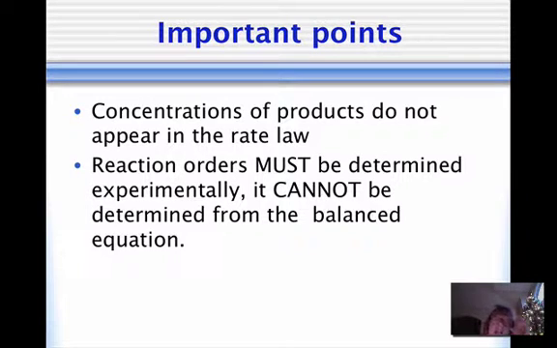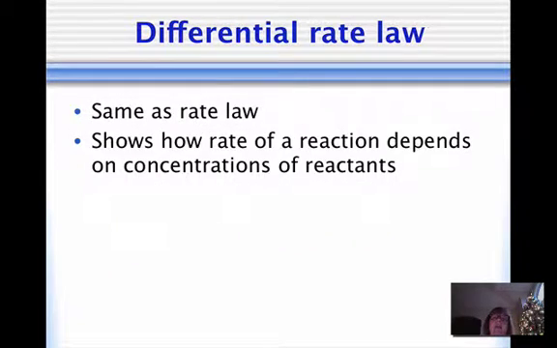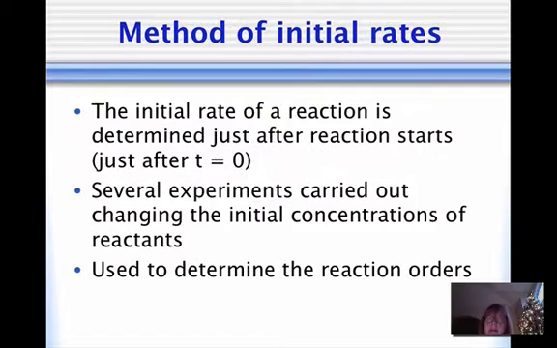All right, so let's look at some important points. First of all, the concentrations of the products do not appear in the rate law. It's just the reactants. And those reaction orders, where we're going to use exponents like m and n, you cannot look at a balanced equation and tell what they are. They have to be determined experimentally. Sometimes you might see this type of rate law called a differential rate law, but we're just going to call it a rate law. And one more time, this shows how the reaction rate depends on the concentration of the reactants in a reaction.